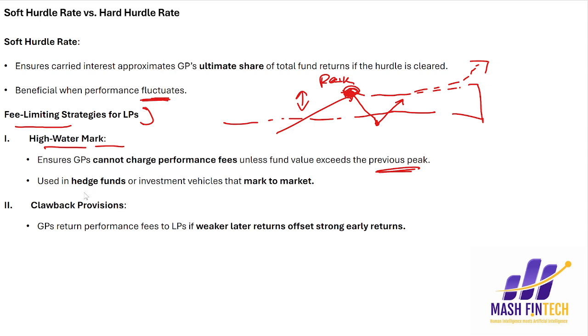And this is usually used in hedge funds or in investment vehicles that are marked to market, which means the value of the fund is continuously evaluated on a daily basis. And then the clawback provisions, these are GPs, they have to return the general partners. Let's say they've been given a lot of money for performance in an asset, but then the asset starts to underperform in subsequent years. They have to return. If they have weaker returns in the future, they have to return part of their performance fees because they are now underperforming. That's the clawback provision. You understand it better in an example just now.